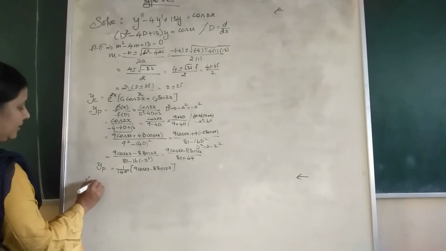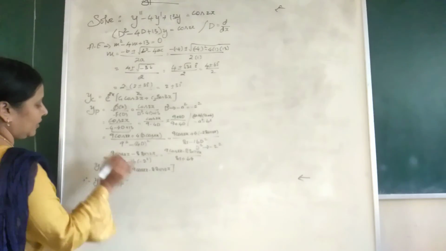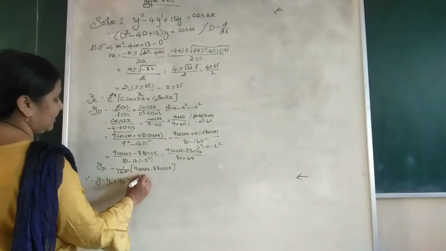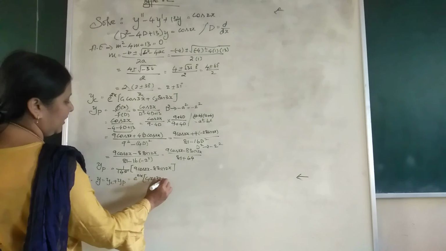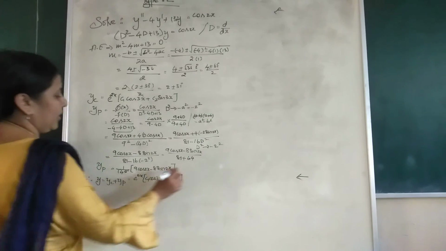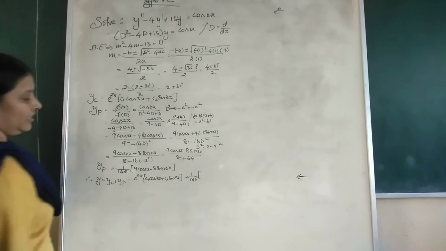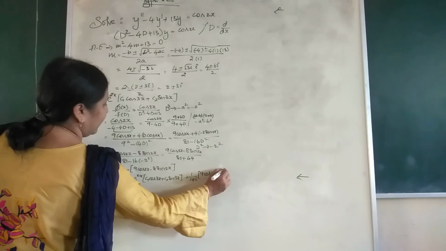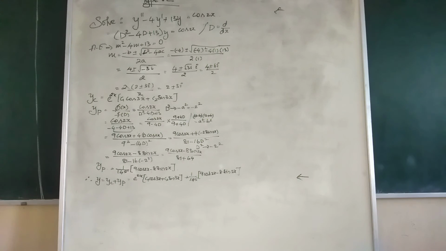So therefore the final solution is given by y is equal to yc plus yp, which is equal to yc, we have to write the entire thing, e raised to 2x into c1 cos 3x plus c2 sin 3x. Next, the yp part, plus 1 by 145 as it is into 9 cos 2x minus 8 sin 2x. So this is how you should find it. Understood?